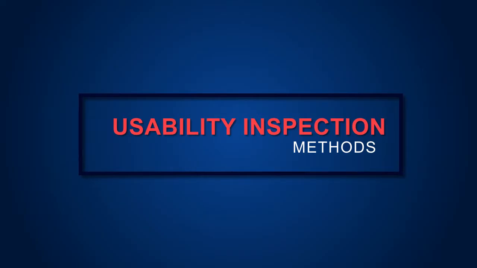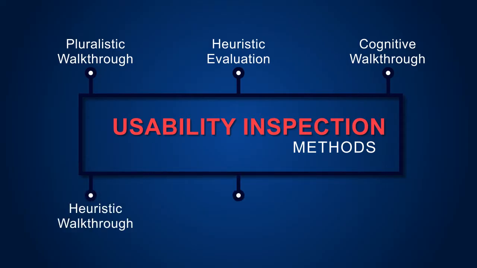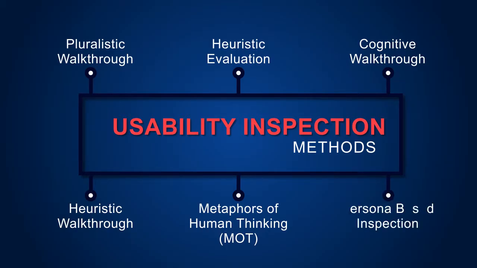Have you ever heard about this? Pluralistic walkthrough, heuristic evaluation, cognitive walkthrough, heuristic walkthrough, metaphors of human thinking, MOT, persona-based inspection. But what are these? These are the examples of usability inspection methods. Oops! I think I missed something. I see. What is actually usability inspection?